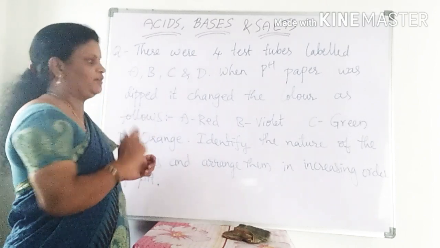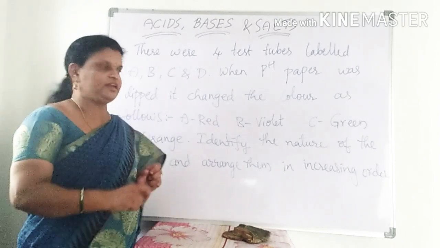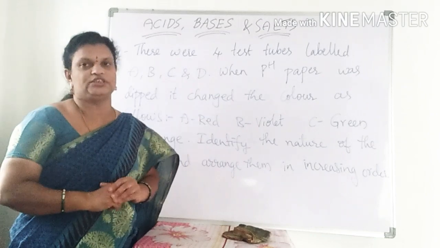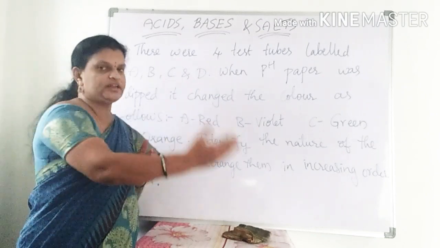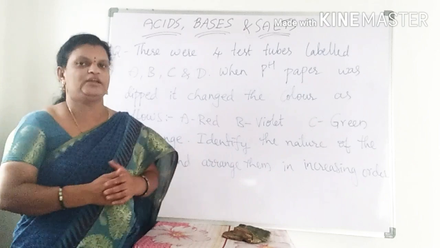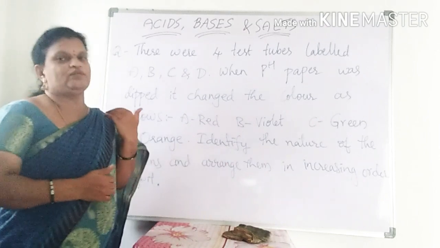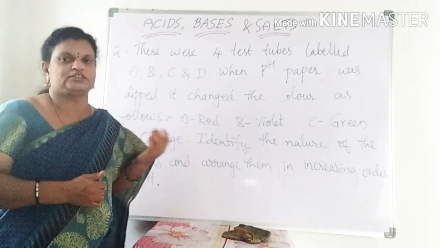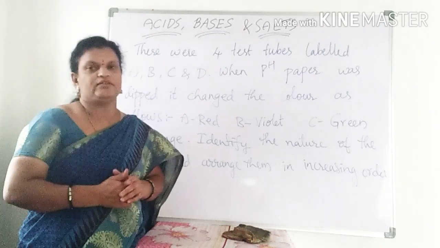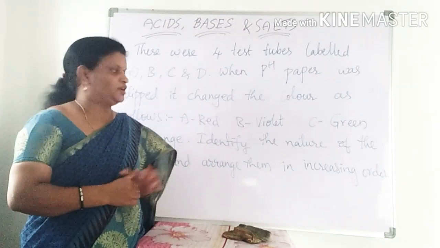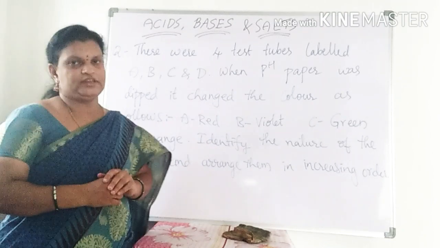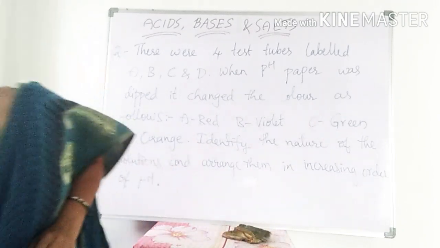So exactly in the middle we are going to get green color. That green color we can say that the particular solution is neutral. So after green, whatever we are getting, those all will come under basic solutions. Before green, whatever the colors we are getting, all those 3 colors will have the acidic nature, right?